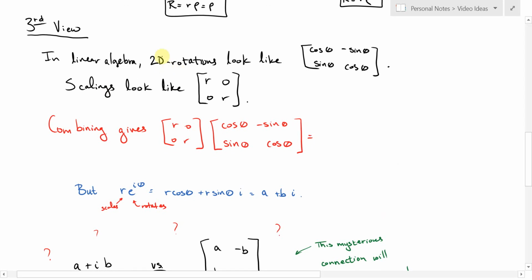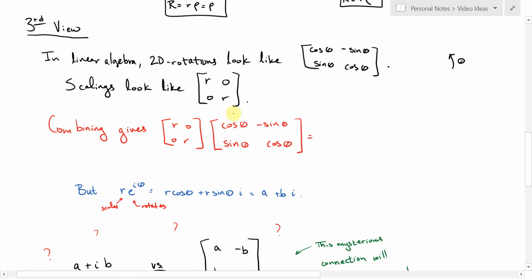So in linear algebra, remember that 2D rotations, rotating by an angle of theta in the counterclockwise direction, all look like this 2 by 2 matrix with the cosines on the diagonal and sine and negative sine in the off diagonal. And scalings look like the matrix with r, 0, 0, r.